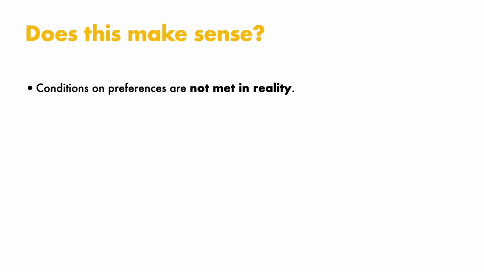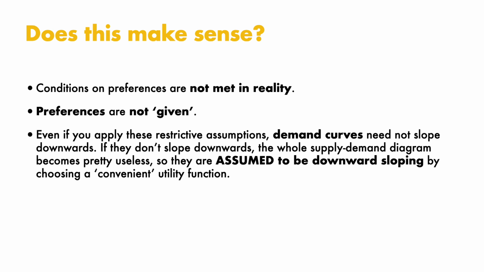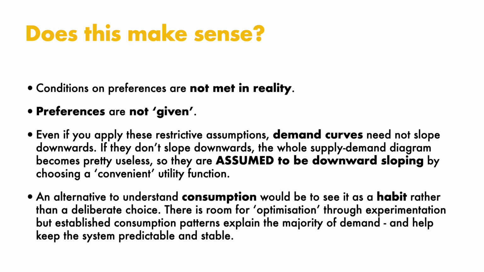So does any of this actually make sense? I think it's correct to say that people have preferences over things and that they make some kind of optimization decision in the moment of purchase. I also think that the conditions imposed are far too stringent.